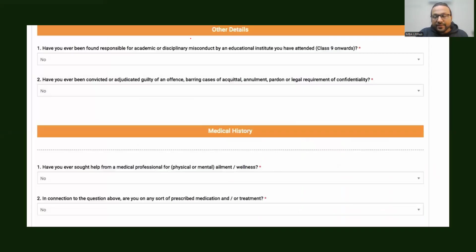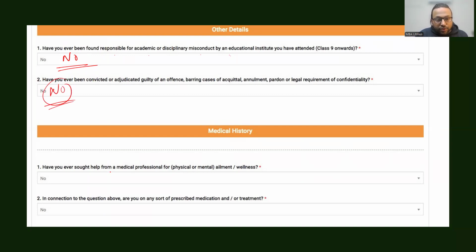So apart from this, there are one or two more important elements. Have you been found responsible for academic or disciplinary misconduct? Typically you should write a no here, unless there is something serious that you would want to talk about. Have you ever been convicted or adjudicated guilty of an offense? Okay, so if there is no, just move ahead with no.